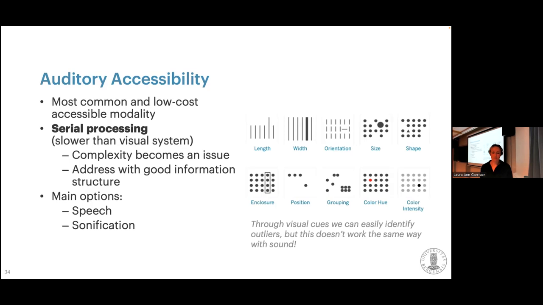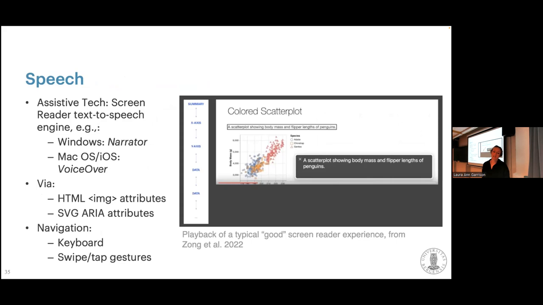And your main options for using auditory methods are speech or sonification, which essentially is any channel that is not speech. So starting with speech, the assistive technology that's used for this would be a screen reader that converts text into speech. Examples of this include Windows has Narrator, macOS or iOS has VoiceOver. The way this is achieved is through HTML image attributes, or more recently through SVG ARIA attributes. And the way you navigate through a screen reader is using a keyboard or doing swipe or tap gestures.